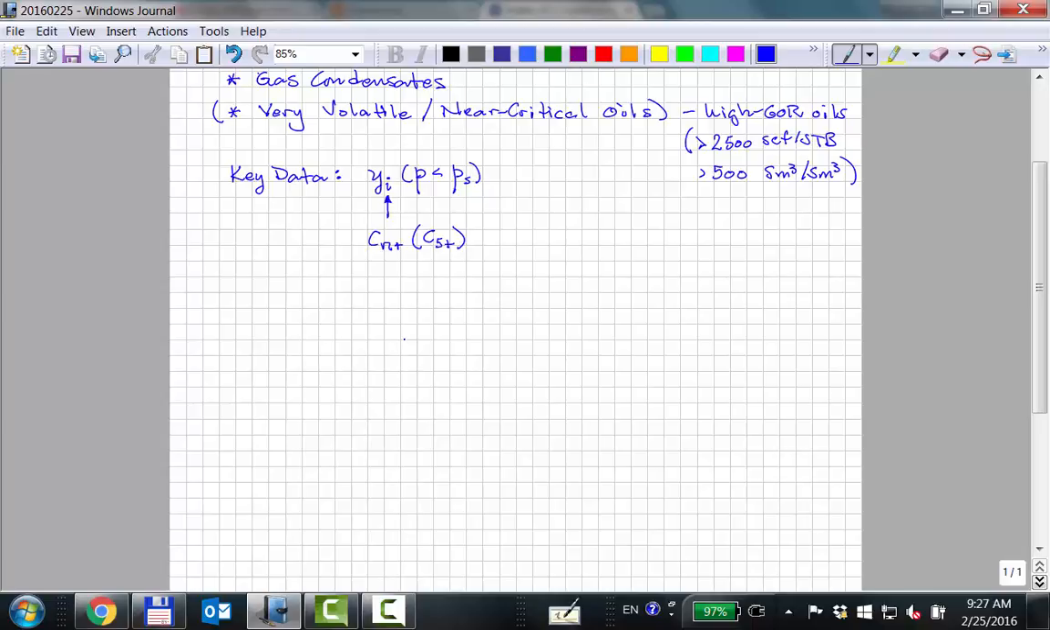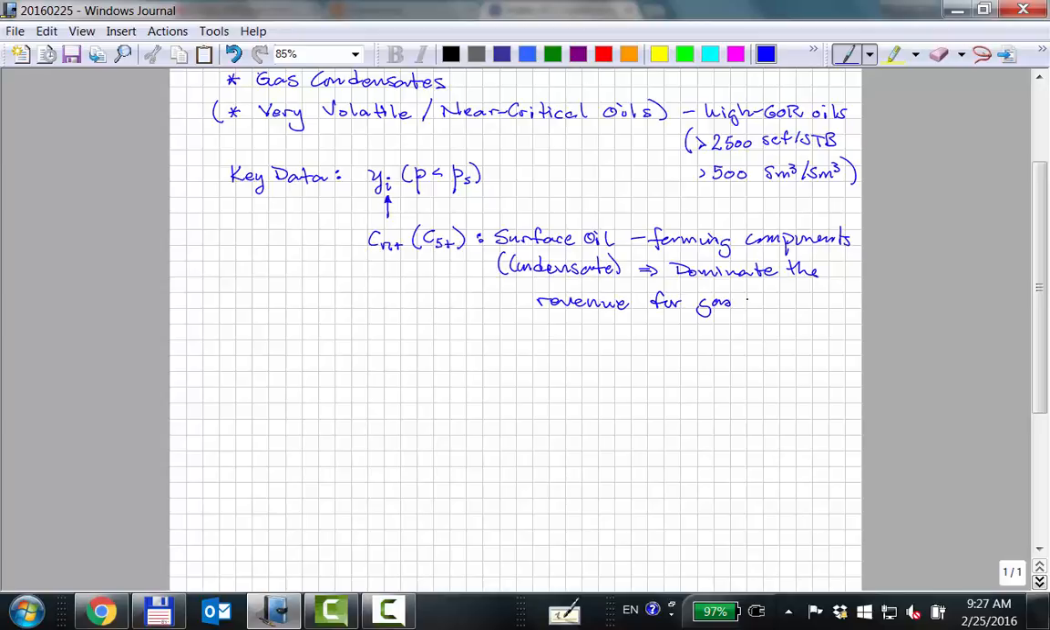So knowing exactly, so basically these are the surface oil, what we usually call surface condensate forming components, and these are typically the components that dominate the revenue for gas condensate reservoirs.